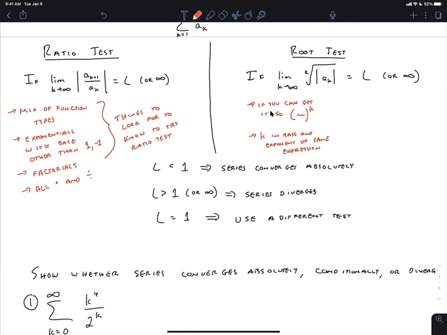Any questions on ratio and root test? Everybody good so far?